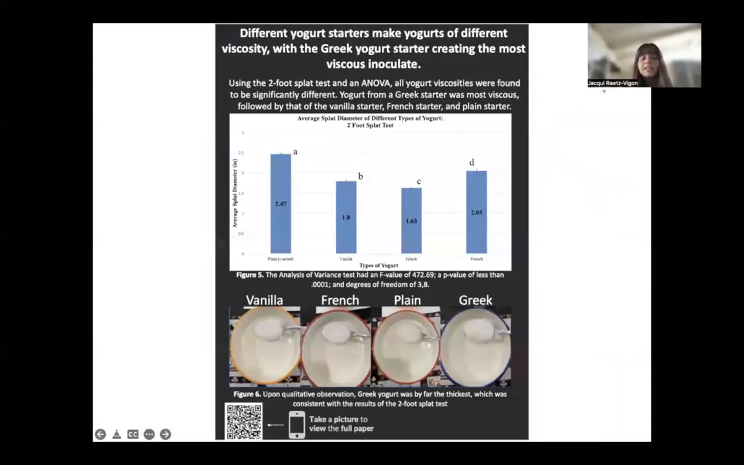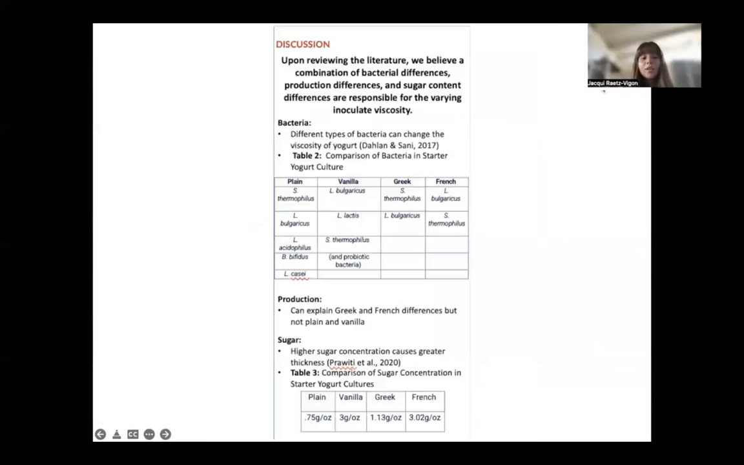Using an analysis of variance test, we found that all yogurts were significantly different, with the yogurt made from Greek starter being the most viscous, followed by that of the vanilla starter, French starter, and plain starter. We wanted to understand why these different yogurt starters produce different inoculate viscosities. So we first looked into bacterial differences.